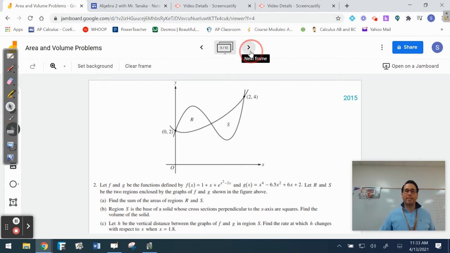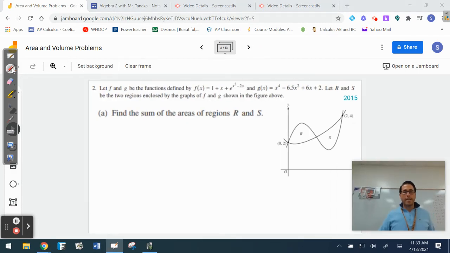Number 2, we got these crazy curves. And we're allowed to use a calculator, so immediately you should plug that in y1 and that in y2. And the first question they asked me is to find the sum of the areas of R and S together. Now, why are they asking me R and S? Why did they break it up? Well, guess why? Very, very interesting here.